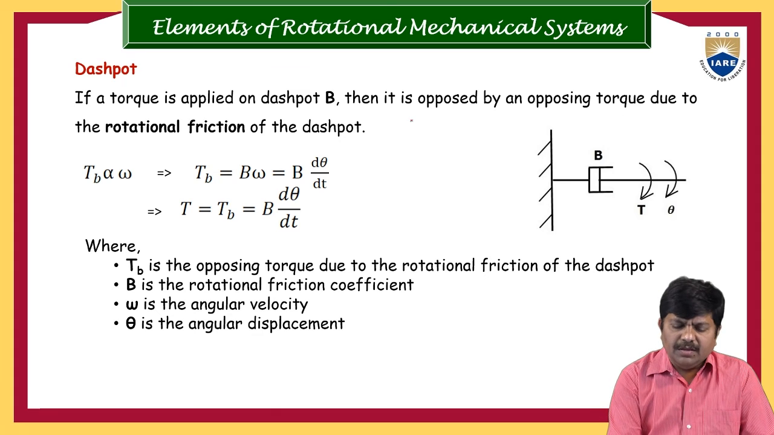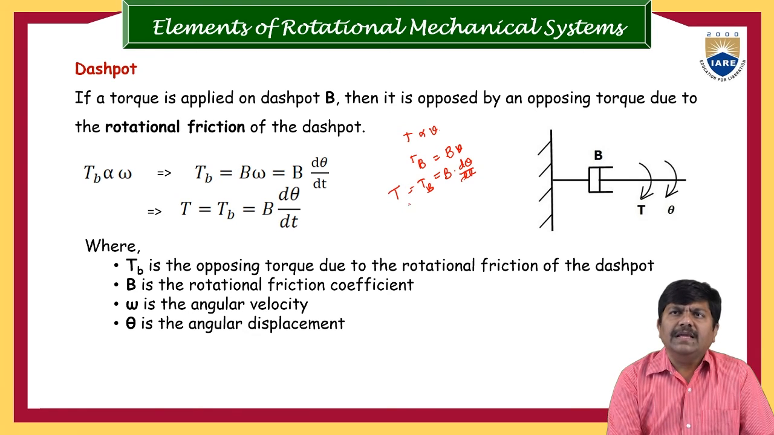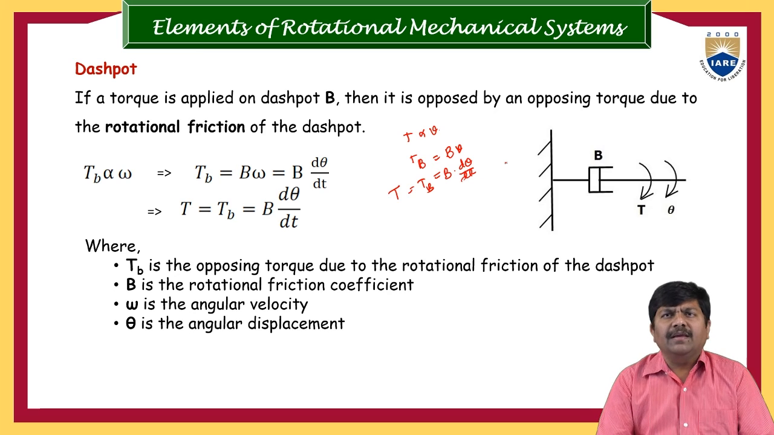The torque generated, T_B, is directly proportional to the velocity. If we replace the proportionality constant, we can write B into velocity, so B V, which is B into d theta by dt. So the applied torque T is B into d theta by dt. This is a first order differential equation.